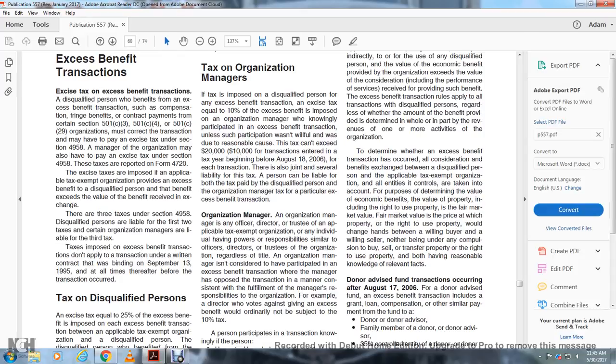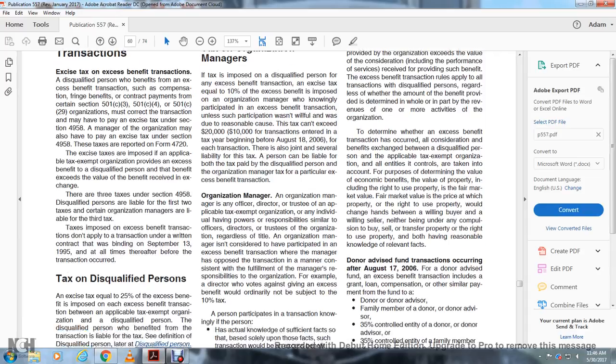To determine whether an excess benefit transaction occurred, consider whether the benefit was exchanged with consideration between the disqualified person and the applicable tax-exempt organization. Control needs to be taken into account for determining the value of the economic benefit, including the value of the property and the right to use the property. Fair market value is the price at which the property, and the right to use the property, would change hands between a willing buyer and a willing seller, neither being under compulsion to buy or sell, and both having reasonable knowledge of relevant facts.